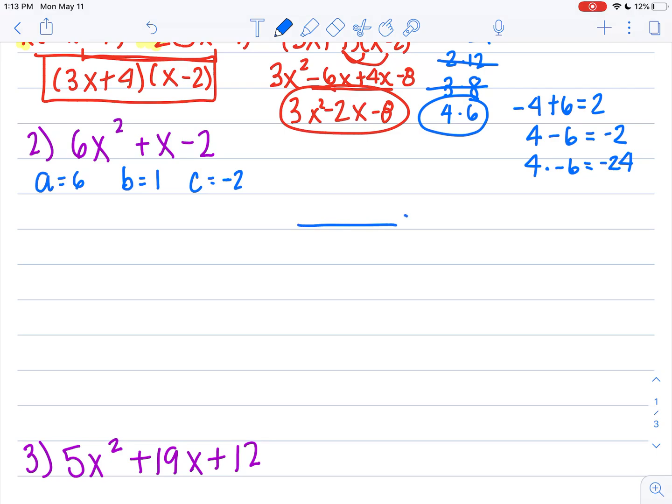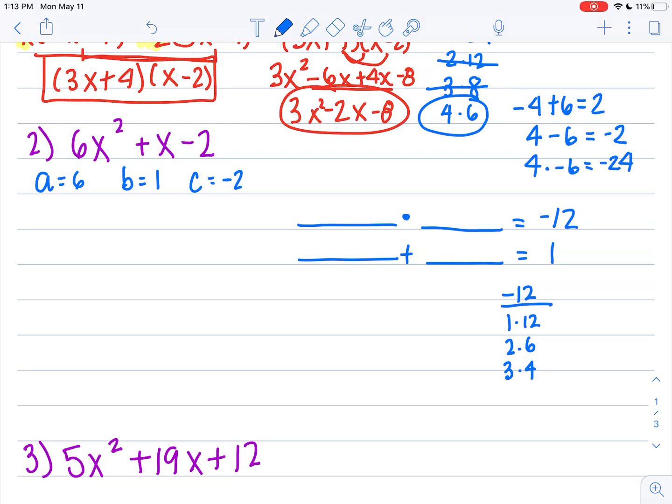All right. So we're going to now find a number times a number that has to equal A times C. 6 times -2 is -12. That's what A times C is. Okay? B is 1. When you add them together, they should equal 1. When you multiply them, they should equal -12. Okay. I'm going to find the factors of -12. So 1 times 12, 2 times 6, 3 times 4. Those are my only factors.